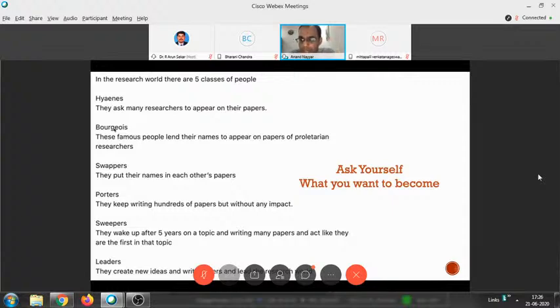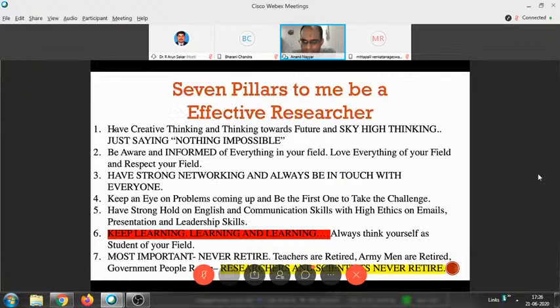The truth is always very, very sore, but we have to answer this question. So you can answer this question that today most of the people are becoming swappers, and even you can say porters, they are even having sweepers, like all these type of people are meeting up these days. So the 7 pillars, let me tell you everybody, this is my experience that I'm going to tell you.